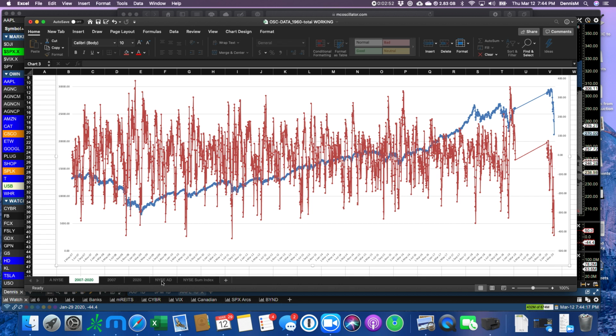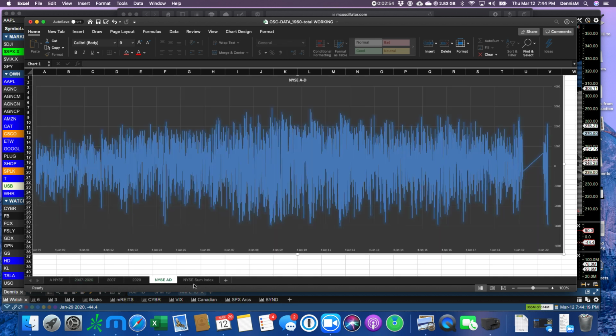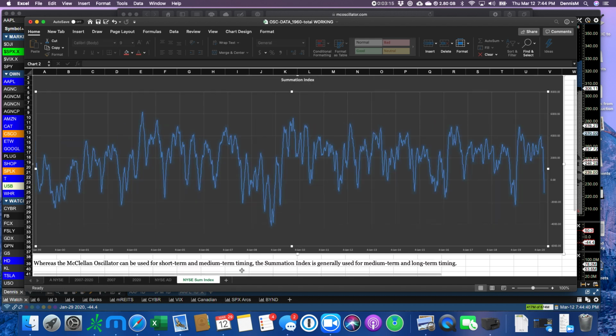Let's take a look at the advancers and decliners. They're all over the place. But the reason that you can't look at that is because there's only 3,100 stocks traded on the New York Stock Exchange, roughly. So when you hit 3,000, it's not really going to go any lower. All of your stocks are low. So you need to look at a different indicator. So we're going to look at the Summation Index.